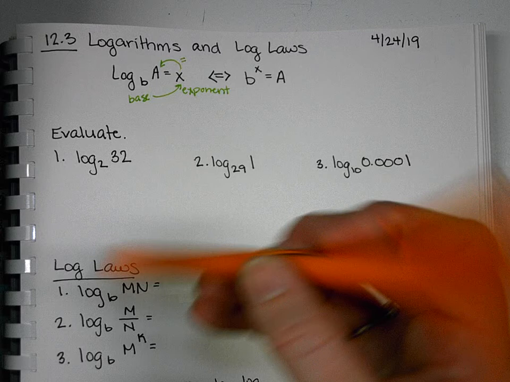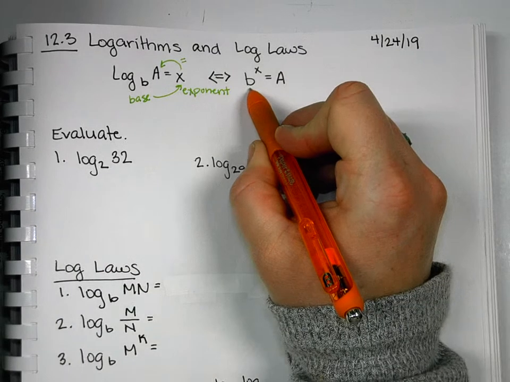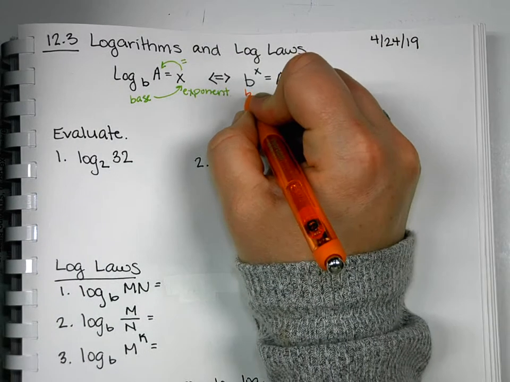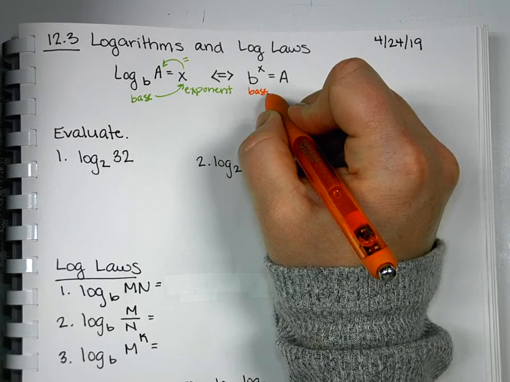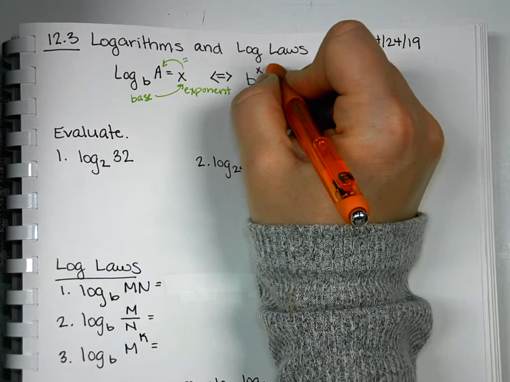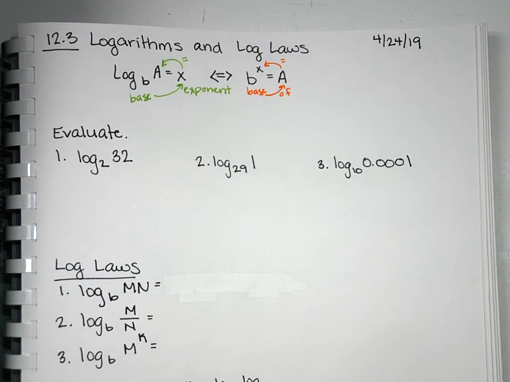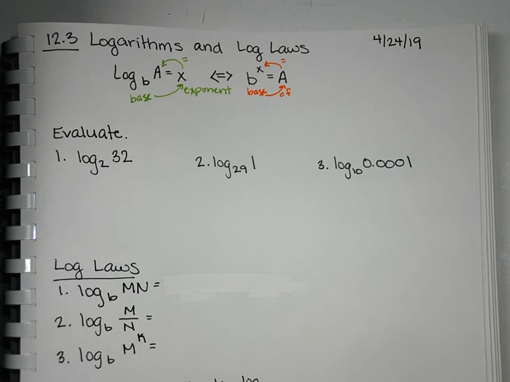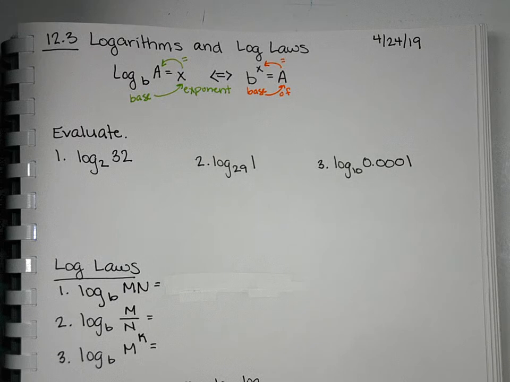It works the other way as well, going from exponential to log form. You have log base b of a equals x. So it follows a similar circular pattern when you're going through and rewriting. And we're going to be looking at evaluating today, which does involve some rewriting from log into exponential, and then we'll work the other way, exponential to log, I believe in another day or so.